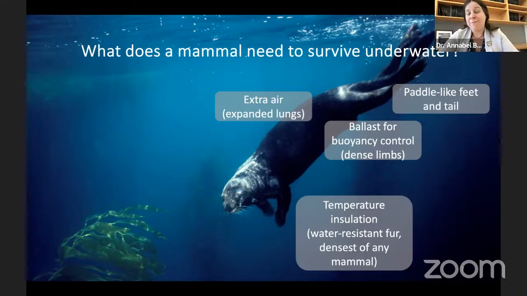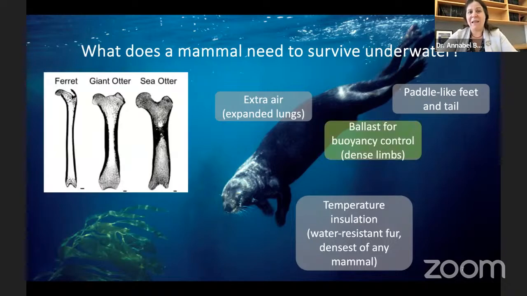They've evolved expanded lungs that let them carry extra air on their dives. They have paddle-like feet and tail. They have really dense limb bones that seem to act as ballast for buoyancy control to offset that extra air. Here I'm showing you a comparison between a ferret bone, a freshwater giant otter bone, and then the sea otter bone. And you can see that sea otter bone is shorter and denser and very highly mineralized. It's very dense and heavy. That helps them dive deep.